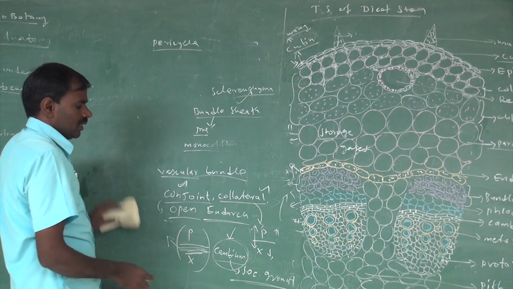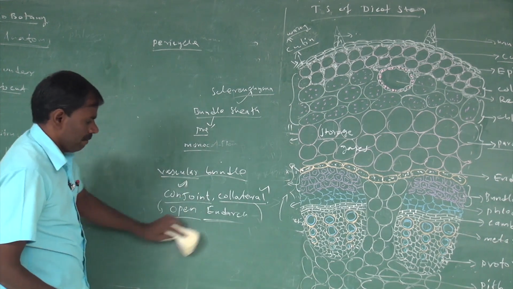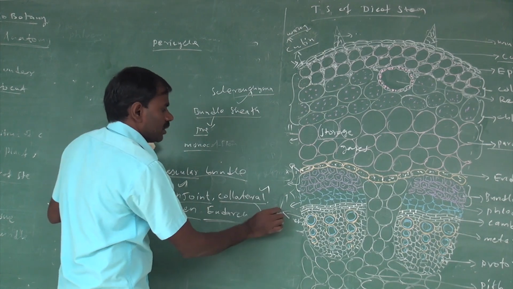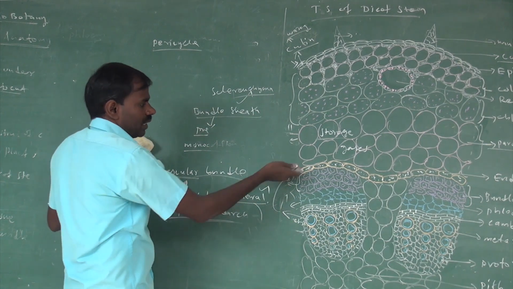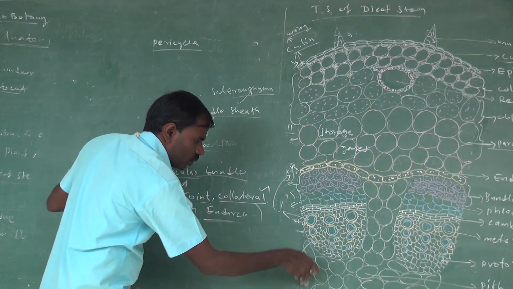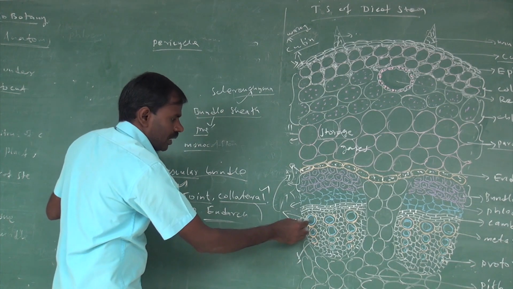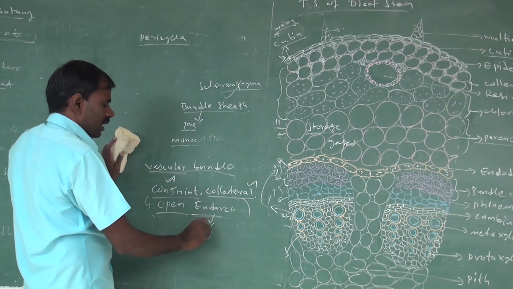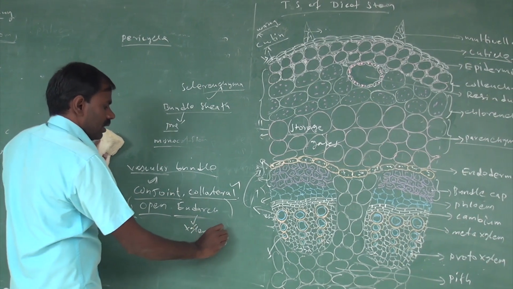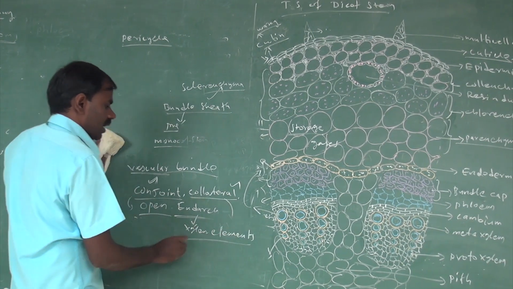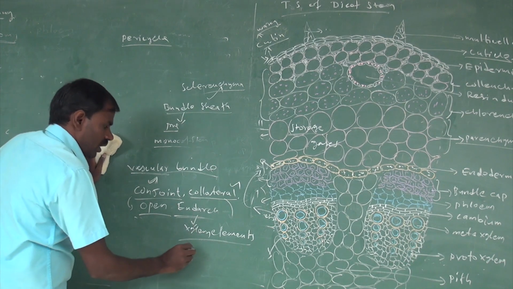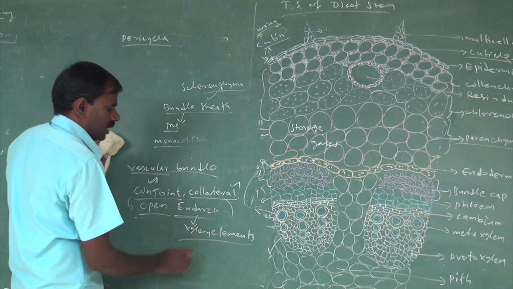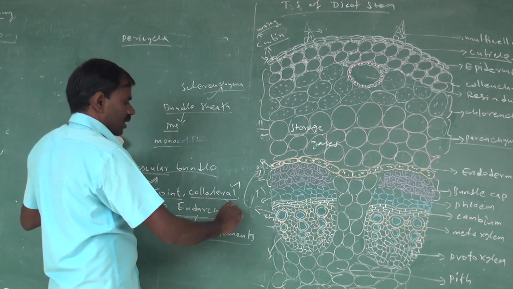What is the endarch condition? Endarch means the metaxylem elements are present towards the periphery region, and the protoxylem elements are present towards the center. Protoxylem towards the center, metaxylem towards the periphery. This type of xylem arrangement is called endarch.